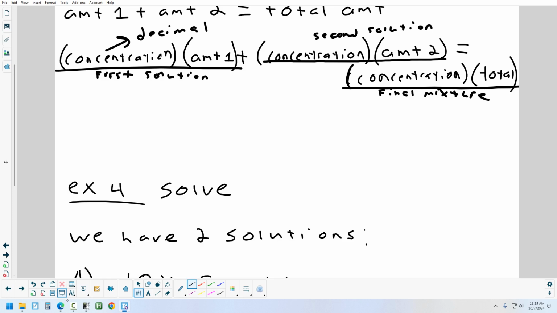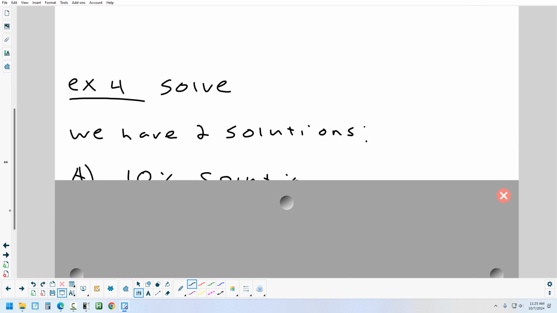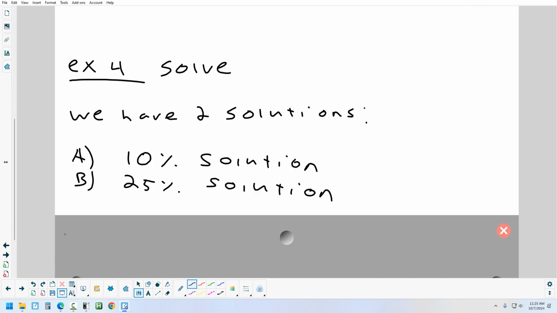Okay, so we have two different solutions. Let's call them solutions A and B. Since the two solutions are already named, I would use those as the letters in the problem. Then it'll be easy to remember which one is which. If I didn't have letters, I might use X and Y. But for this one, let A be the amount of this solution. So how much of the first solution are we going to use? We're going to use A. Liters or gallons, they'll tell us in a minute.